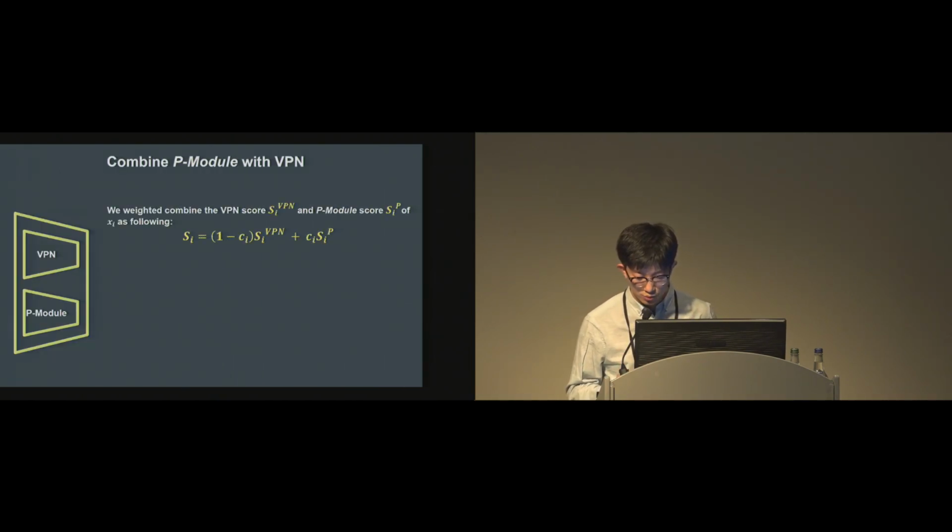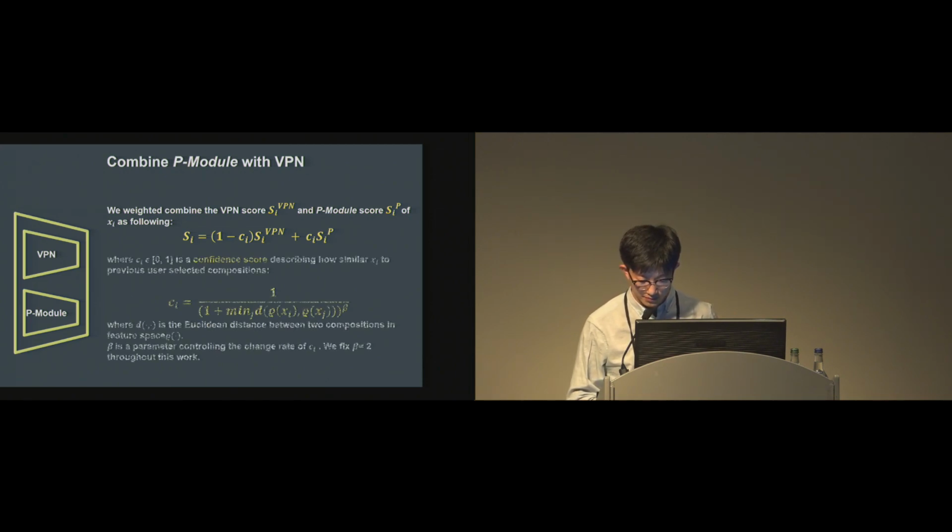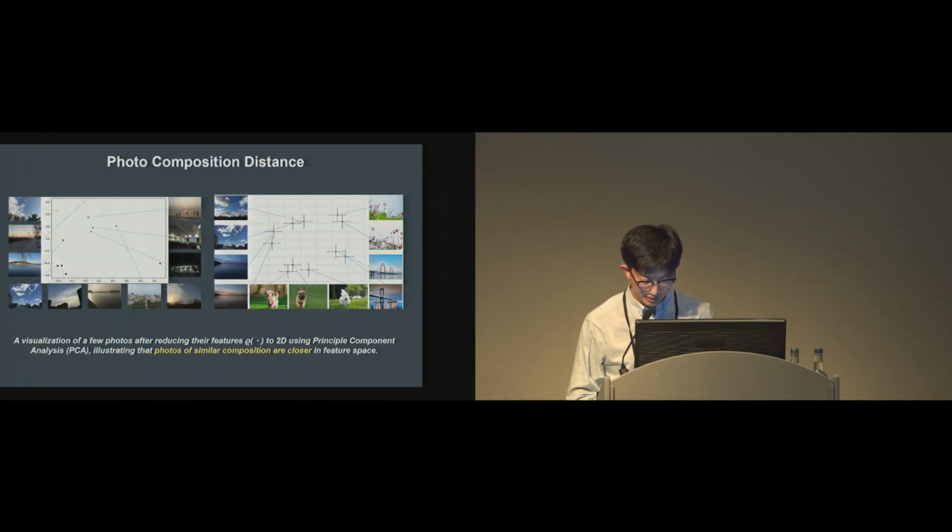We integrate the P module with VPN by adjusting their weights in the final score. The weight is computed by a parameter called the confidence score, which describes how similar a photo is to the previously selected compositions. The more similar the current photo is to the existing photos, the higher the confidence score is, and the greater the P-module weight in the final score. We calculate photo composition distance by computing the Euclidean distance of the feature vectors. It can be seen that photos with similar composition are closer in the two-dimensional feature space.